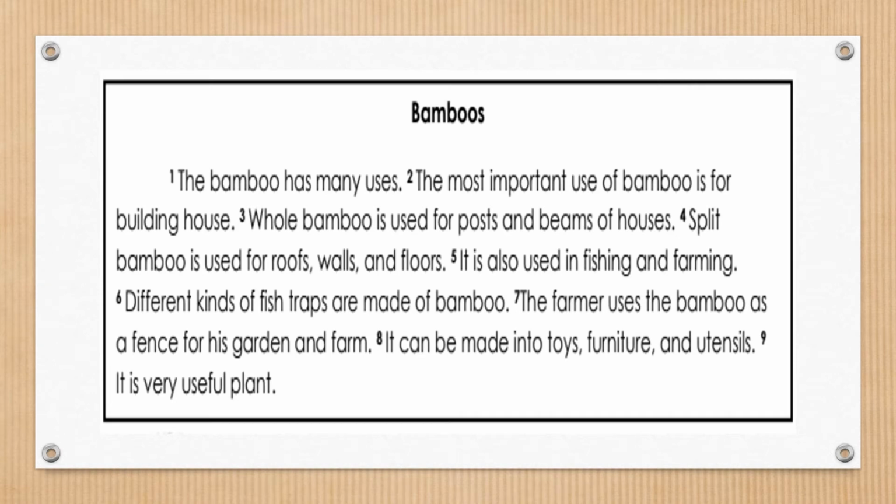Bamboos. The bamboo has many uses. The most important use of bamboo is for building houses. Whole bamboo is used for posts and beams of houses. Split bamboo is used for roofs, walls, and floors. It is also used in fishing and farming. Different kinds of fish traps are made of bamboo. The farmer uses the bamboo as a fence for his garden and farm. It can be made into toys, furniture, and utensils. It is a very useful plant.